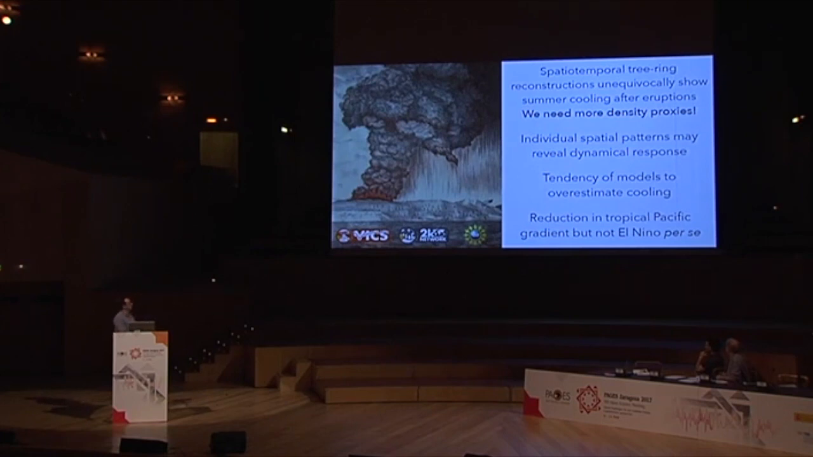I'll say one thing for doing terrestrial reconstructions is we need many more density proxies. These are much better tree-ring proxies for reconstructing temperature. And I think that one of the takeaways from this is that talking necessarily about ENSO may actually not be as useful as talking about changes in the gradients across the Pacific in response to these eruptions. Thanks very much.